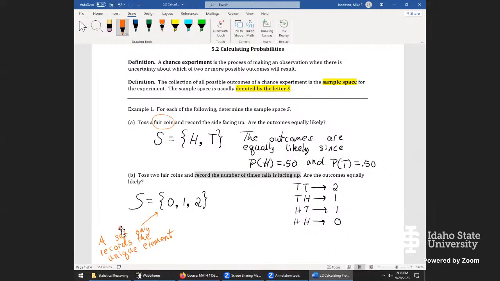Yeah, go ahead. So when you make the sample space, you don't need to label that this is referring specifically to tails on it? Well, it depends on what they were doing. If, for example, it were part A, tossing 2 fair coins and just recording what the outcome was with both, S would have been TT, TH, HT, and then HH. But it's only because they said to record the number of times tails is facing up that we had to put that in. Does that answer your question? Gotcha. Other questions at the moment?